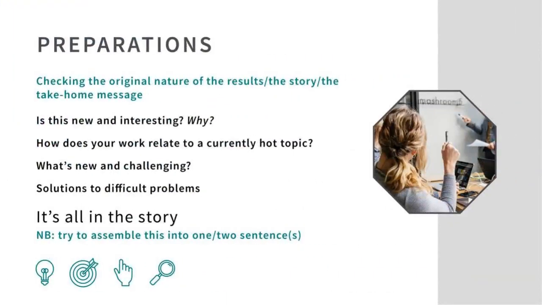This is another reason why having a clear message in your academic work is so important before starting to write. So prepare to write. Don't just sit down, as I used to do, and start to type. Prepare. Check the original nature of your results, the story, the take-home message. The first thing to know before you start to write is your message. Is it new and interesting? And if so, why? How does your work relate to a currently hot topic? What's new and challenging about your research? Do you provide a solution, for example, to a difficult problem?